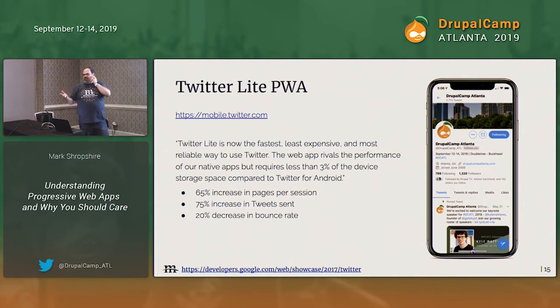So we looked at Twitter Lite a little bit ago, as an example, and I thought this was awesome. This is a real screenshot. I went out to the DrupalCamp Atlanta site and viewed it. Thought it would be cool. But Twitter Lite, these are some of the things just by going to a PWA type application for their mobile. They saw a 65% increase in pages per session, 75% increase in tweets sent, and a bounce rate that dropped by 20%. I mean, when you start seeing these numbers, I've got some other examples.